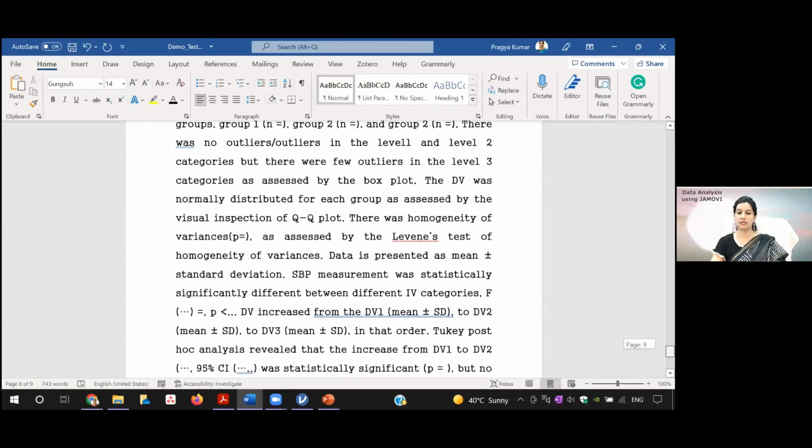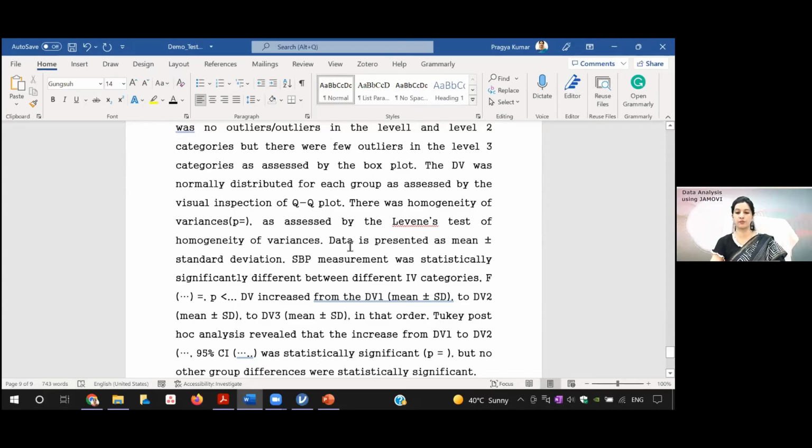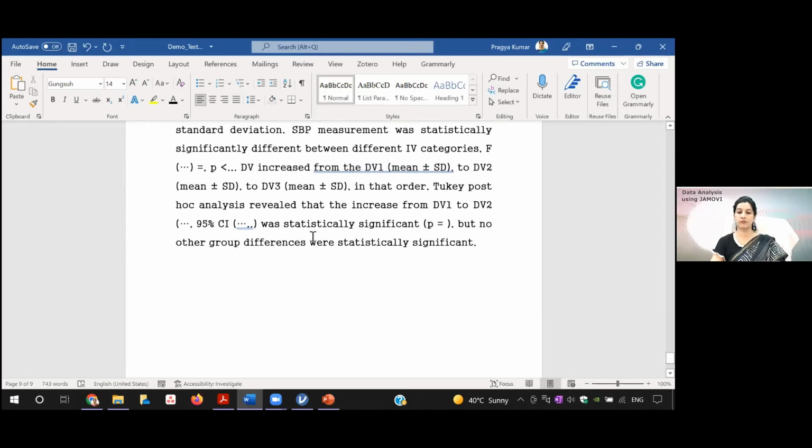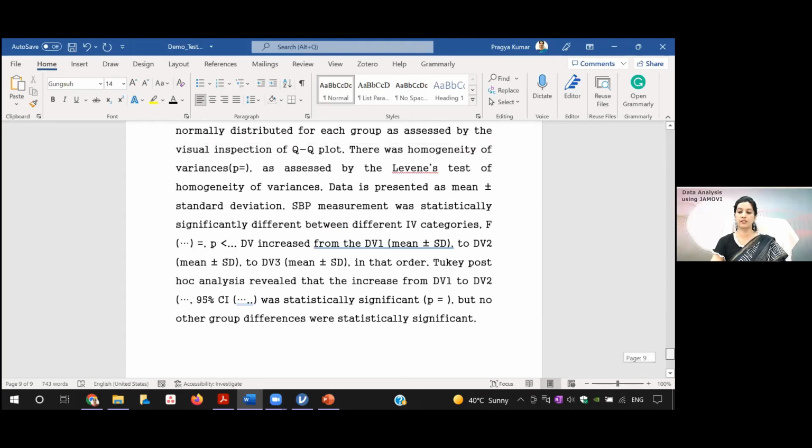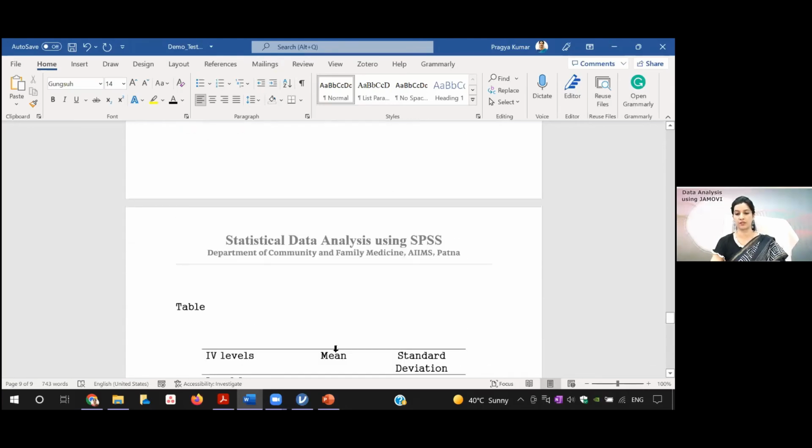As assessed by the Levene's test of homogeneity of variance. And then you have to give the mean and standard deviation. So data is presented as mean plus minus standard deviation. And you can write this regarding all these three, like DBP, SBP, or whatever variable you take. And then if the post hoc is significant, you can write the post hoc. If it is not significant, you can write that the post hoc was not significant.